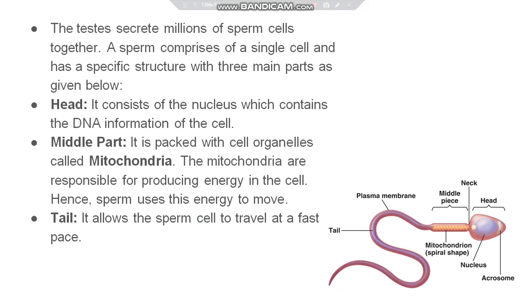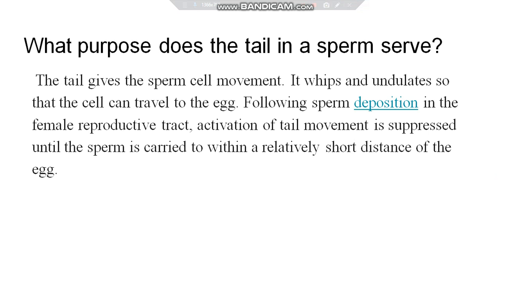Head: it consists of the nucleus, which contains the DNA information of the cell. Middle part: it is packed with cell organelles called mitochondria. The mitochondria are responsible for producing energy in the cell. Hence, sperm uses this energy to move. Tail: it allows the sperm cell to travel at a fast pace.